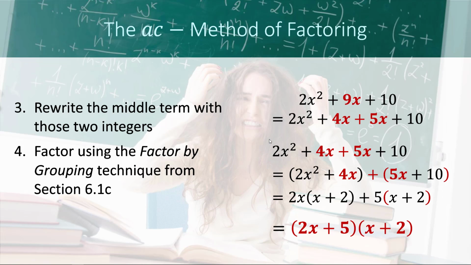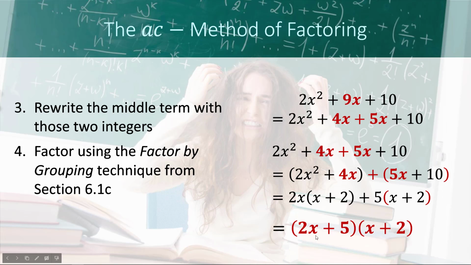In this particular case, there's really only one way to group these so that they work, and that is to group the 2x squared and the 4x. And now we're going to group the 5x and the 10. Here we have a common factor of 2 and x. We have a factor of 2 here, a factor of 2 there, and this one has 2 x's, so we can factor out a 2x. Here we have a common factor of 5, so we can factor that out. And then we can factor out our binomial term, and we are left with the quantity 2x plus 5 times x plus 2.